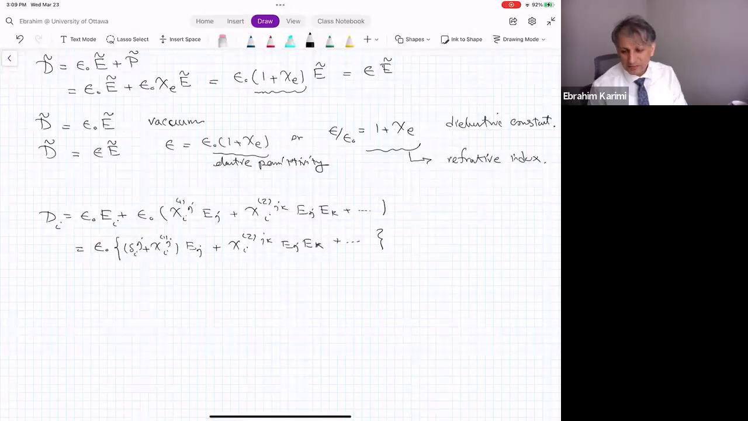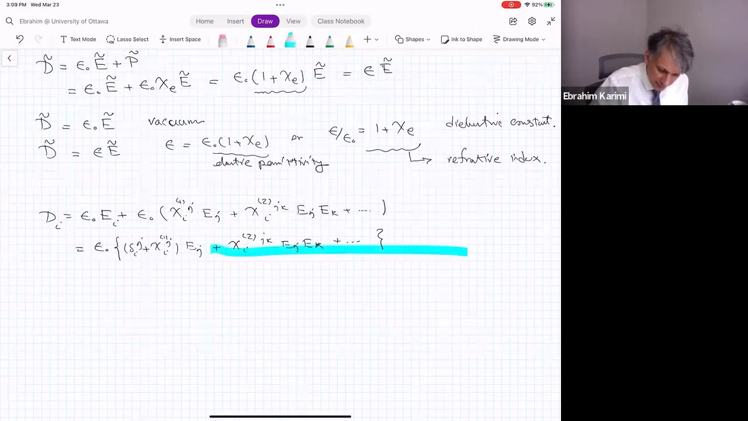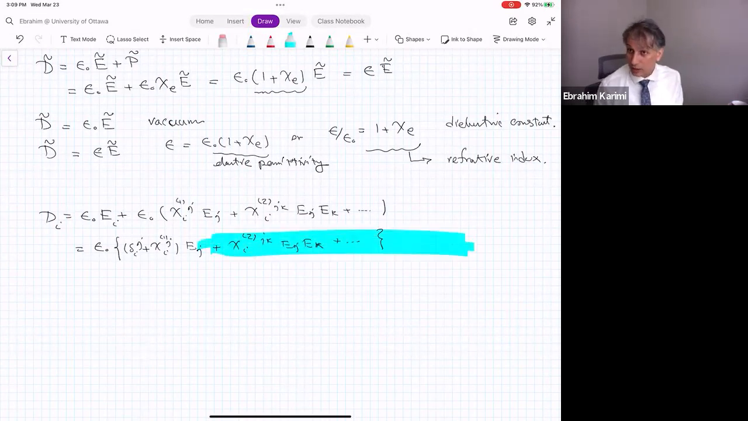We usually, in this course of electrodynamics, do not consider the nonlinear term. So we are not considering these terms. These are very important. If you go to nonlinear optics or ultra-fast optics, they play a significant role.